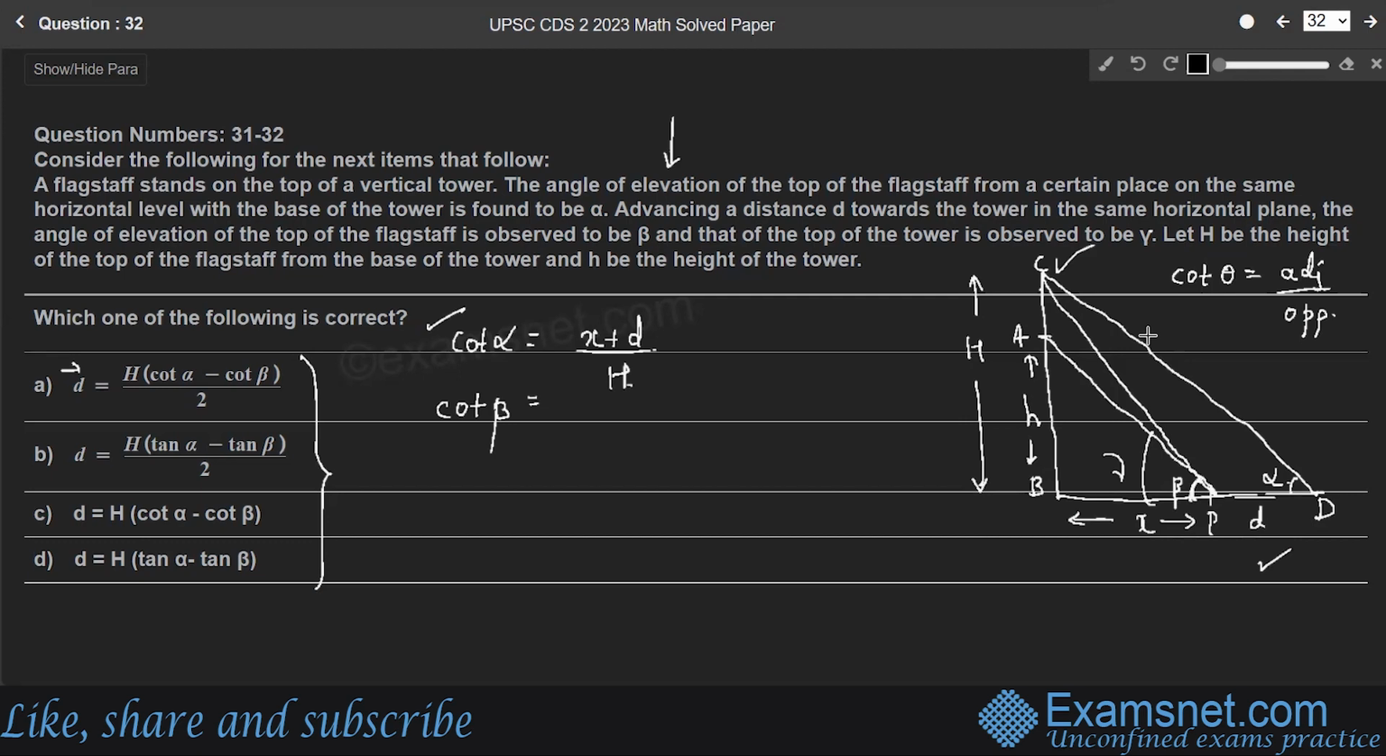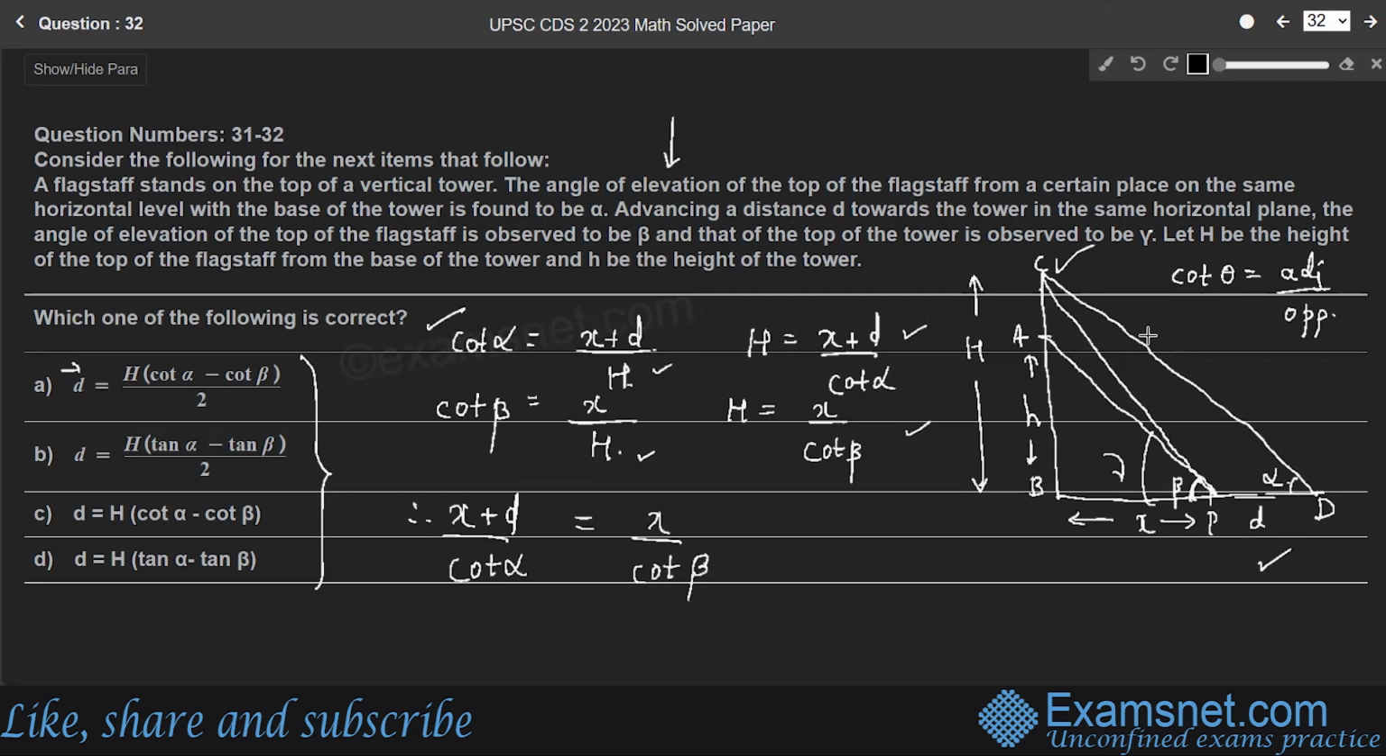So its adjacent side is BP, which is X, by hypotenuse, so not hypotenuse, opposite side to BP is capital H, right? So in these two terms, we have a common term which is H. Therefore, H is equal to X plus D by cot alpha. And in the second relation, H is x by cot beta. Therefore, we can relate these two right-hand side parts, right? X plus d by cot alpha is equal to x by cot beta, right?